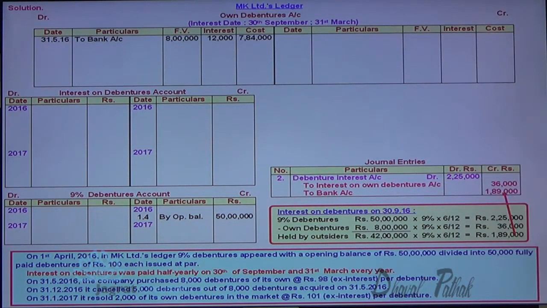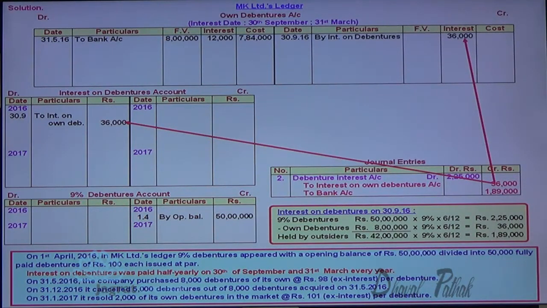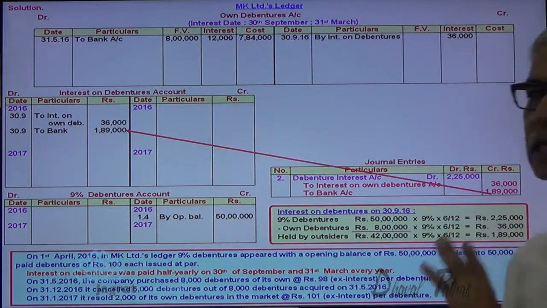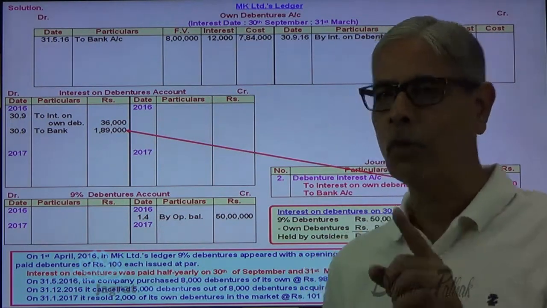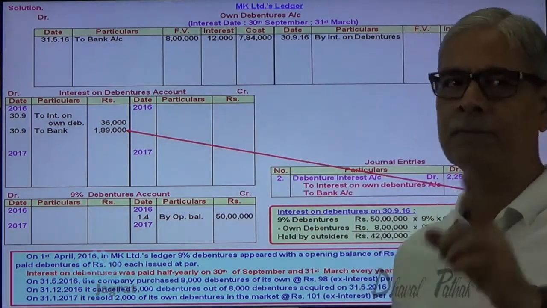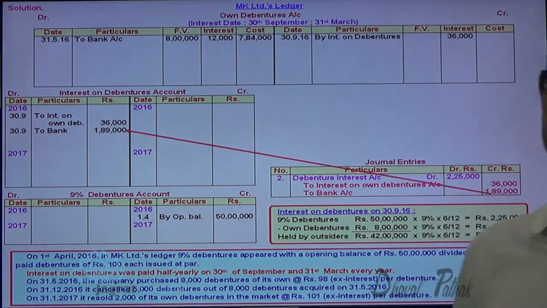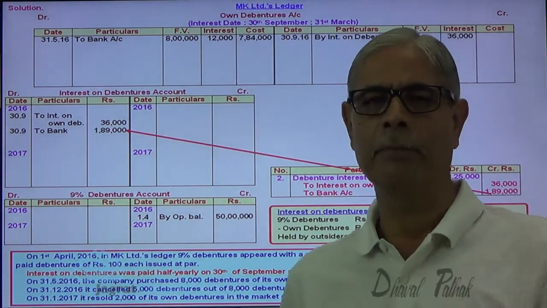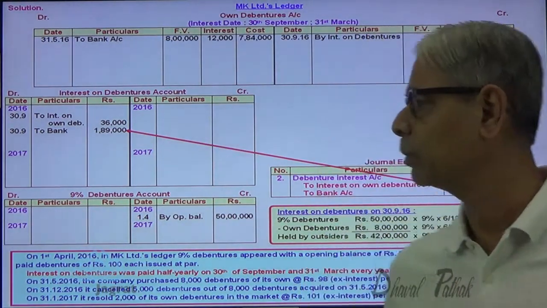That will be credited to interest column. So, debenture interest account debit to interest on own debenture account credit 36,000. Amount paid to outsiders, debenture interest account debit to bank account. This is how interest payment entry gets recorded. What has happened? I paid interest for 2 months. I earned the interest for 6 months. 4 months is my interest income on own debentures. That is credited to interest account.